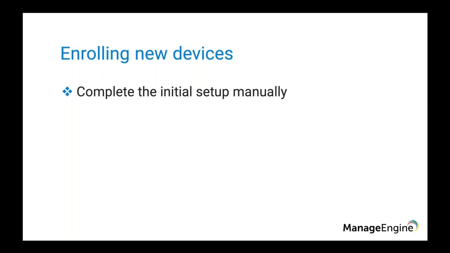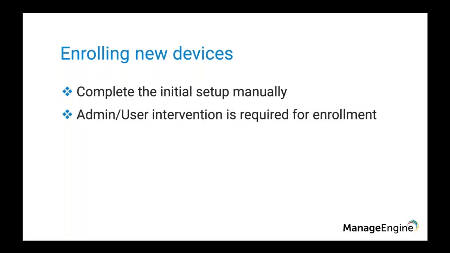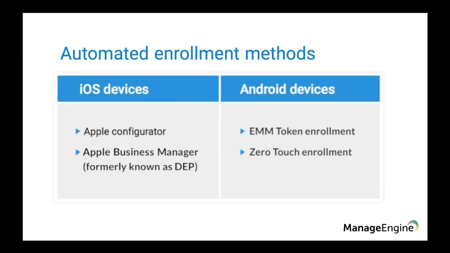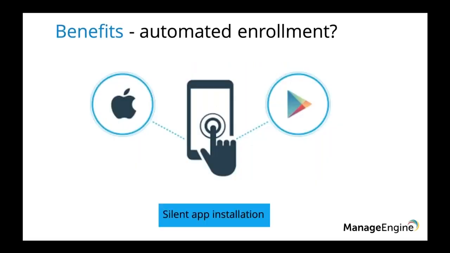What are the tasks that you'd have to go forward with? You'd have to complete the initial setup manually, and admin or user intervention is required for the enrollment itself, which is a tricky part. That's why we have brought in automated enrollment methods for you in order to ease your way into managing these mobile devices. So for iOS, you have your Apple Configurator enrollment and your Apple Business Manager enrollment, formerly known as DEP, or Device Enrollment Program. Then under Android, you have a similar type, which is your EMM token enrollment, and the competitor of Apple Business Manager, which is Zero Touch enrollment, to enroll your Android-based devices.